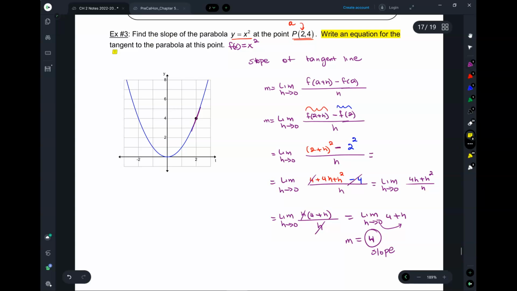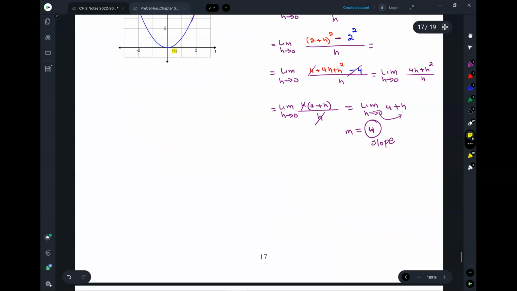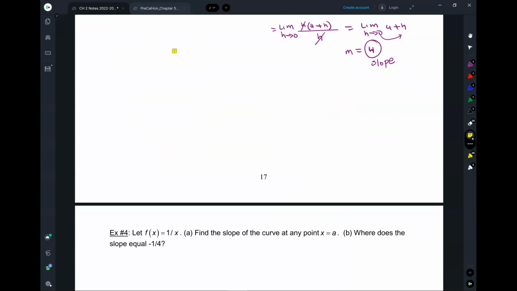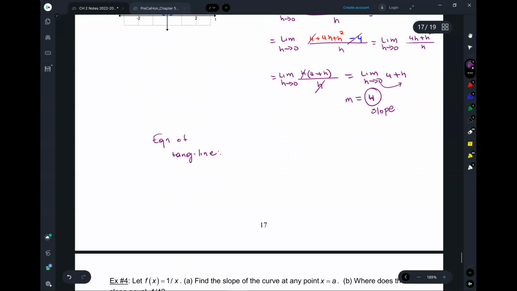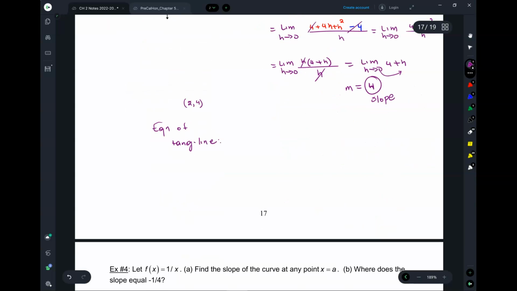The second part of the question says, write an equation for the tangent of this parabola. Let's do that now. Equation of the tangent line is, okay, we have a slope, we have a point. What's the point? 2 comma 4, and the slope is 4. So it goes back to what we were doing before. So y minus y1 equals the slope, x minus 2. You can totally leave it like that because this is calculus and that's totally fine.